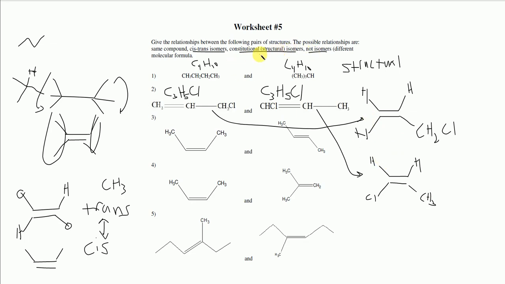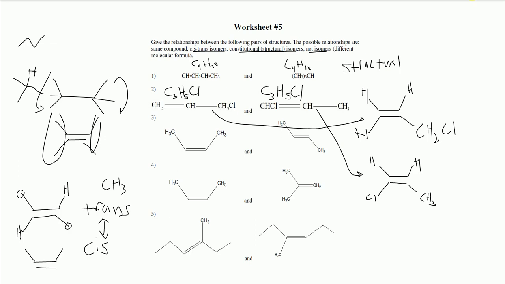They are constitutional or structural isomers. And as you can see, they have the same molecular formula, but the connectivity is different. Off of one double bond, I have a CH2Cl group. Do I see this group repeated over here? I don't, right? I have the Cl off by itself. I have the CH3 off by itself. I have these H's off by itself. It's different. So this is also structural. Okay, number 2 is structural.